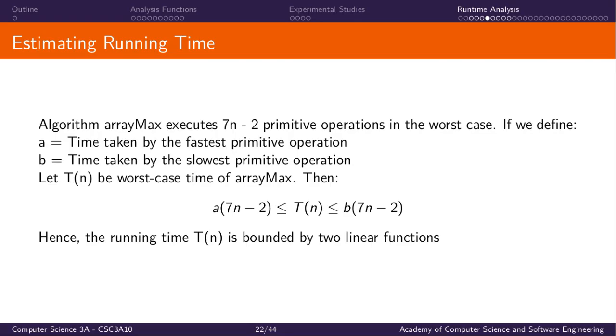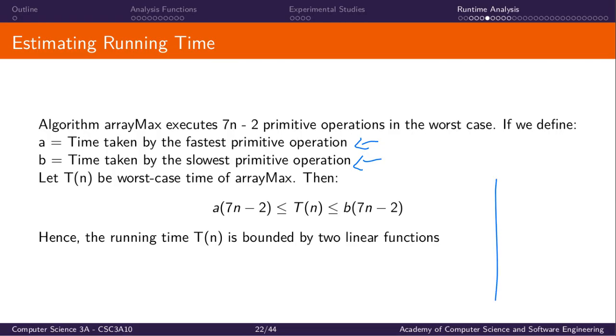So it's the same here. If we consider them all to be the same as the fastest operation, we get this smallest bound, right? If we multiply all the operations by the slowest one, we get this upper bound, and the amount of time that it takes for this worst case is between those two. And so we can say that Tn is bounded by two linear functions. It lies somewhere between these two linear functions.